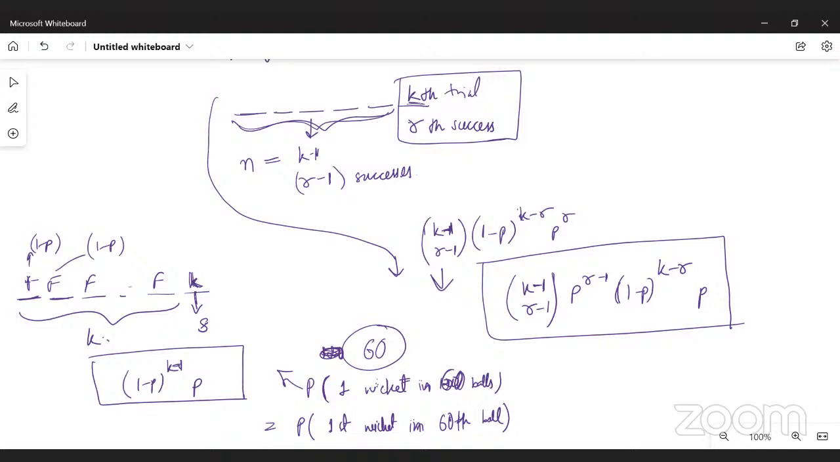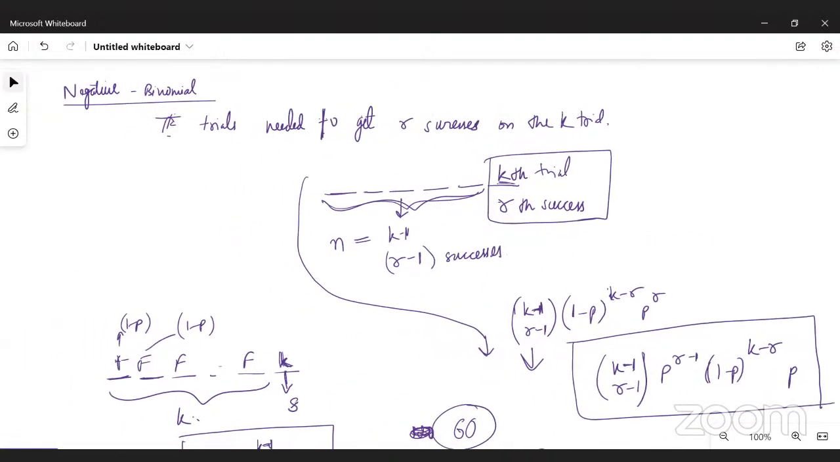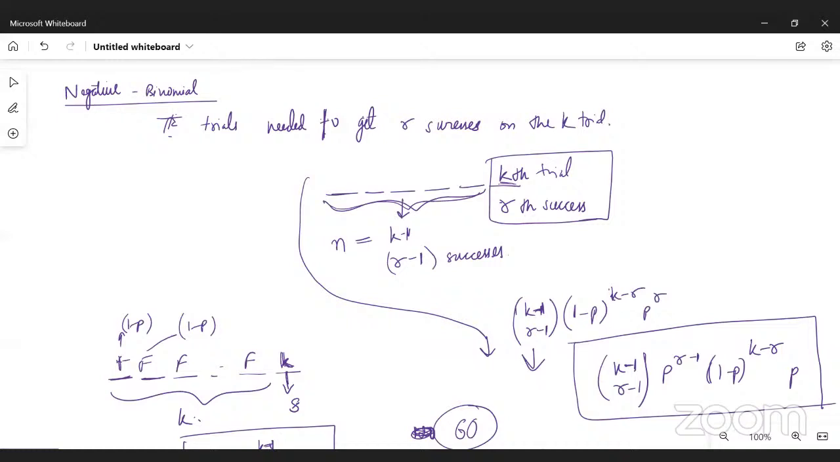And for R minus 1 successes, the same probability is P, because it is again the Bernoulli trial. Each of the trials is Bernoulli. Here it is representing that on the kth trial you should have the Rth success. So in case of geometric distribution, you had on the kth trial you should have the first success, right? But here I am saying that on the kth trial you should have the Rth success. It means in the first K minus 1 trials you should have R minus 1 successes, right?